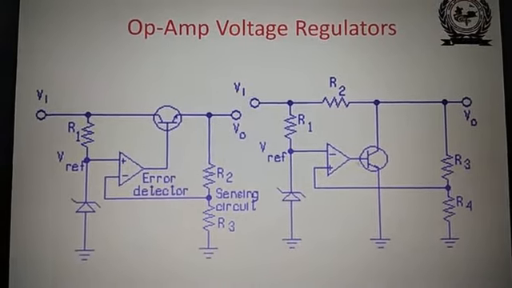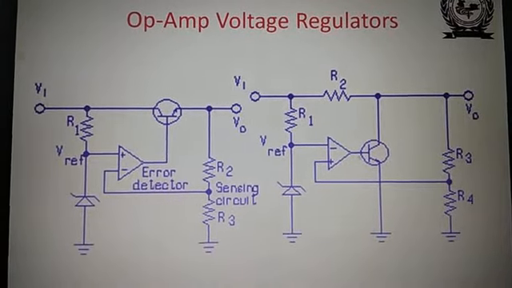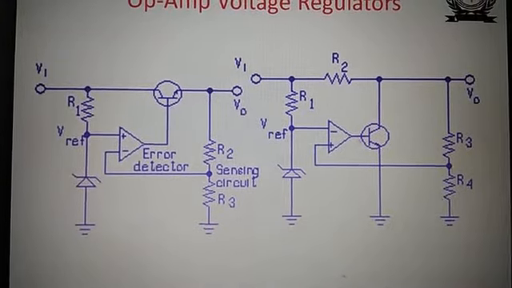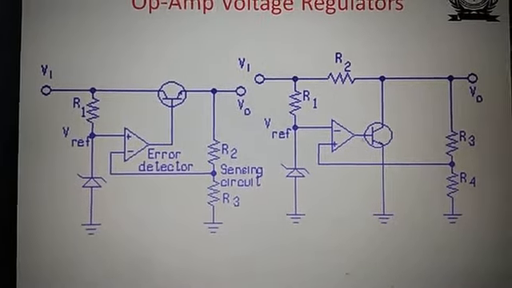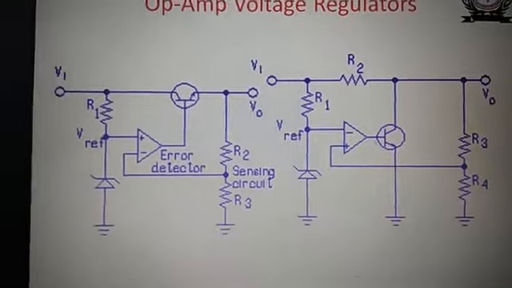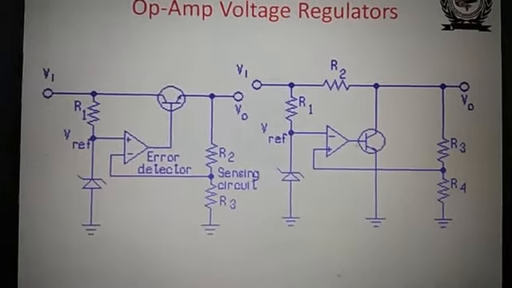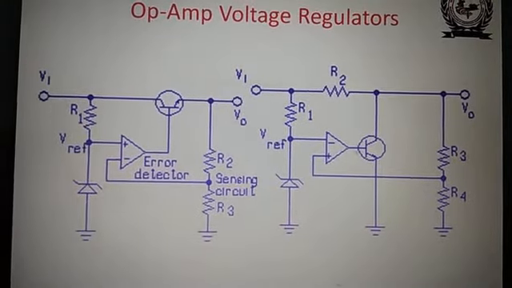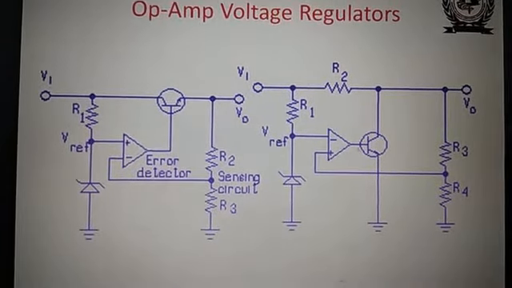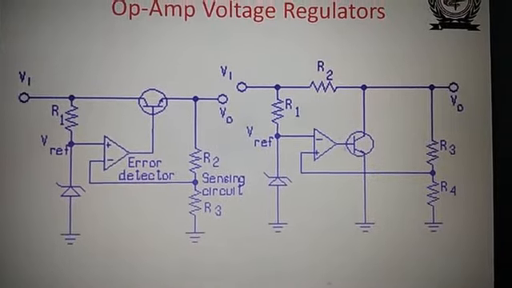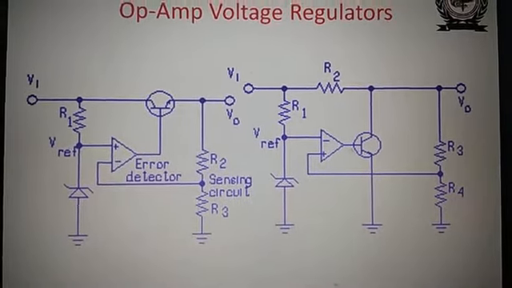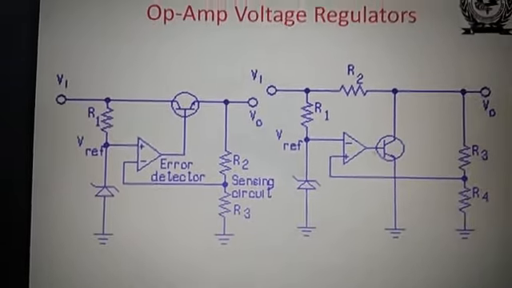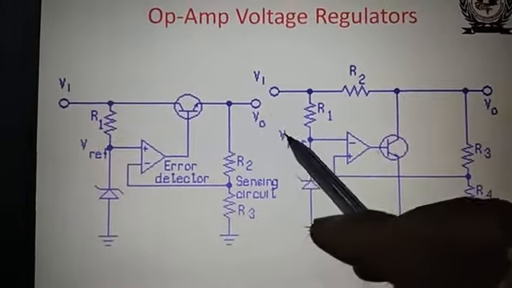That is, control element is a series transistor or shunt transistor. Reference element is a Zener diode. A fixed reference voltage of the Zener diode is there. Either it may be 6.2 volt or 7.2 volt according to the Zener diode. Error amplifier or comparator, that is an operational amplifier, and R2, R3 is the feedback network. So what will happen, in short I will explain you.